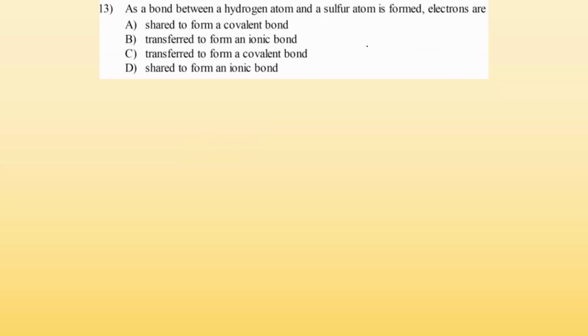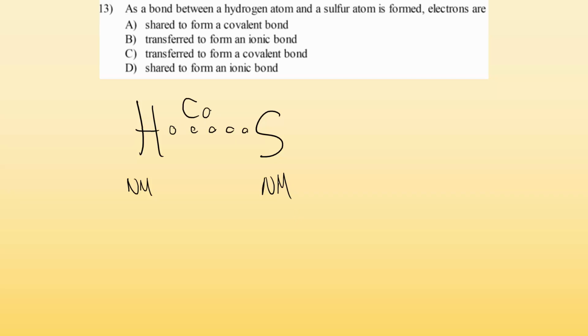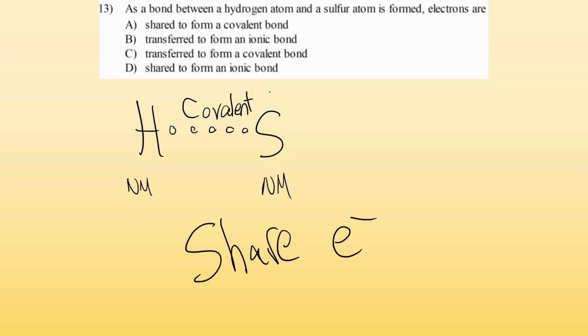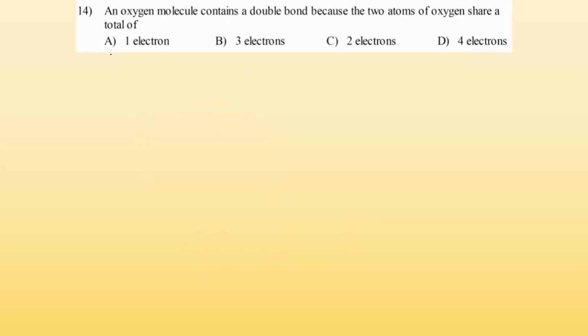13. As a bond between a hydrogen atom and a sulfur atom is formed, electrons are what? Well, let's take a look. We got hydrogen, which is, again, a nonmetal. We have sulfur, which is, hey, also a nonmetal. So how do nonmetals bond? They covalently bond. And how do they do that? What is a covalent bond? They share electrons. So we're looking for covalent and sharing electrons. So shared to form a covalent bond. Hey, choice A. Perfect.